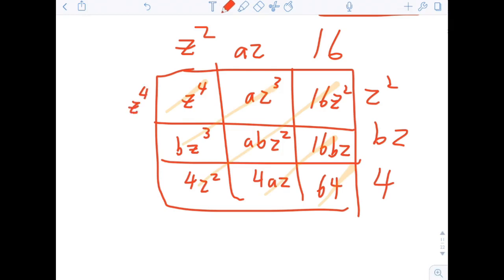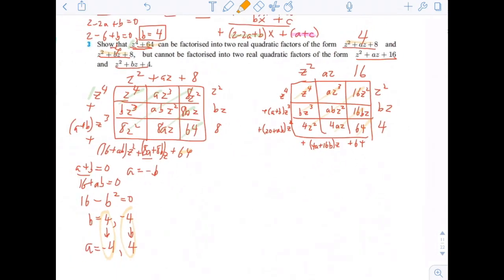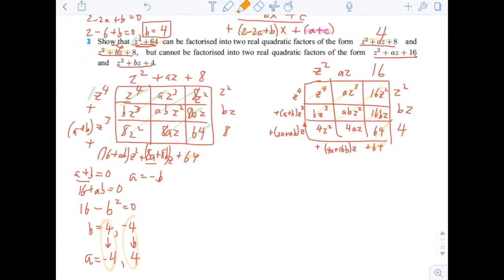So this would be z to the fourth, a plus b z cubed, 20 plus ab z squared, and 4a plus 16b z plus 64. Okay, and let's see. We know that the 64 matches, and we know that the z to the fourth matches.